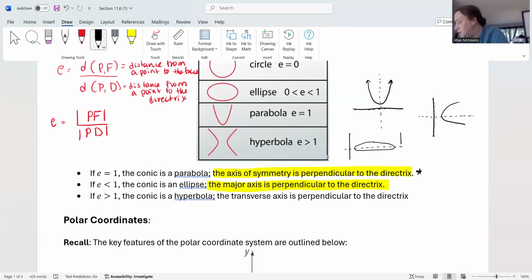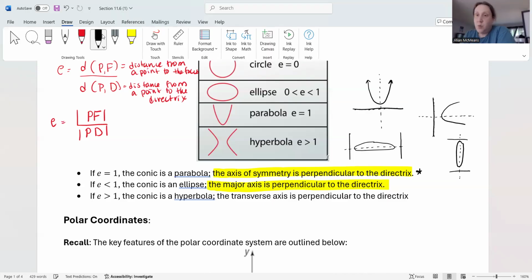They kind of go like such. So notice the major axis runs perpendicular to the directrix. Same thing if we had an ellipse that did something like this, we would have our major axis running down the middle of that ellipse. And then the directrix would be some line like this.